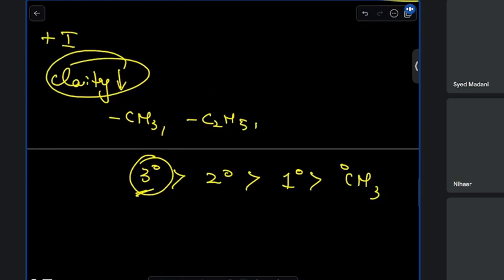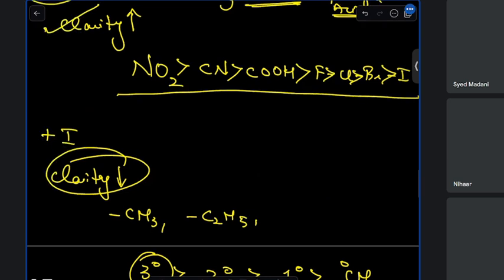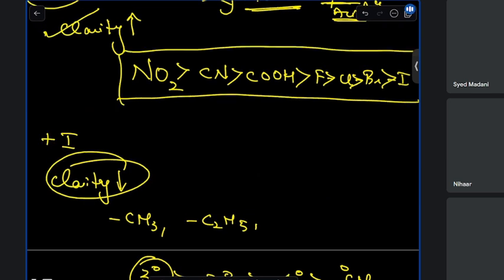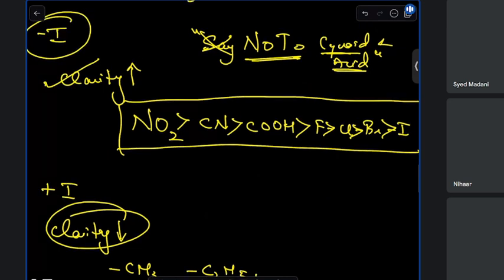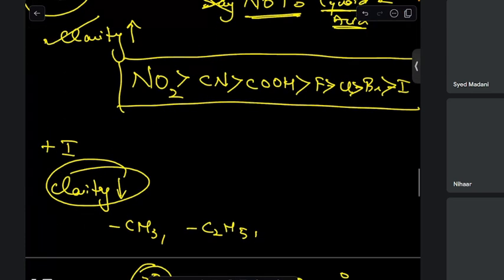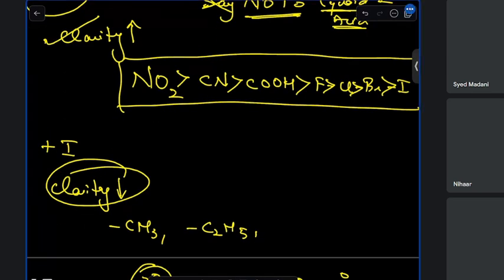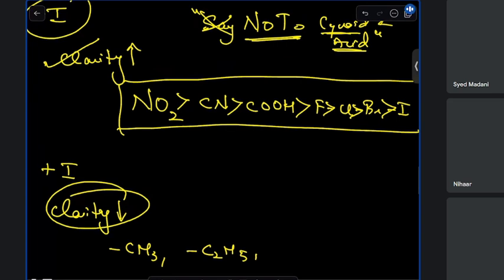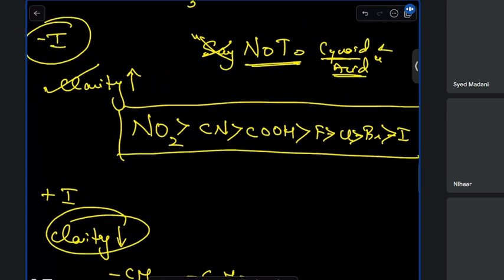Here, for plus I, it was 3 to 1, very simple. Here everybody trips over the answers. How do you remember? The Goa placard: say no to cyanide and acid. So no 2 is NO2, cyanide is CN, acid is COOH. Then the remaining four you will remember: fluorine, chlorine, bromine, iodine. That's all. If they ask which has the highest minus I effect, the answer is NO2.